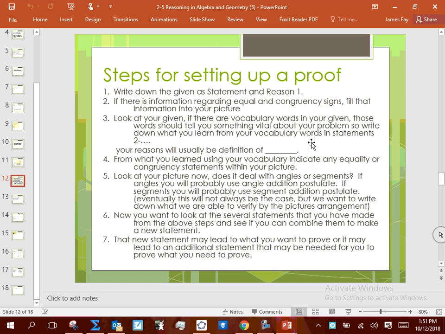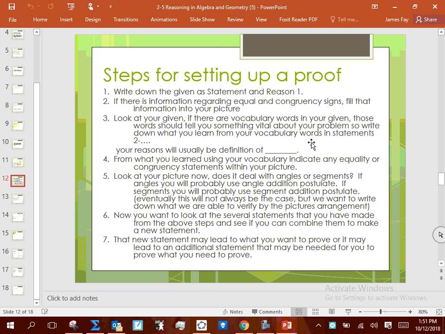Okay? Because we're trying to find out things that we know to be absolutely true for the problem or the situation that we're dealing with. Obviously, the given has to be absolutely true. And then if there's vocabulary words, the vocabulary words will provide me things that I know to be absolutely true.